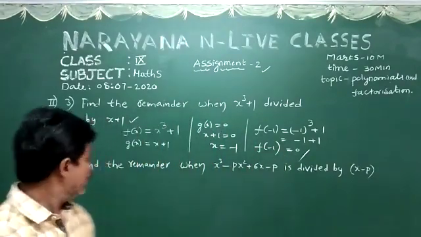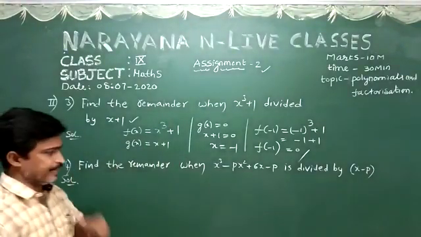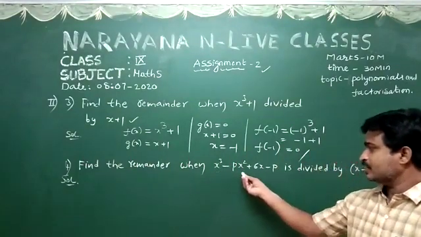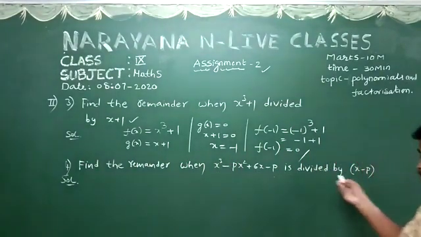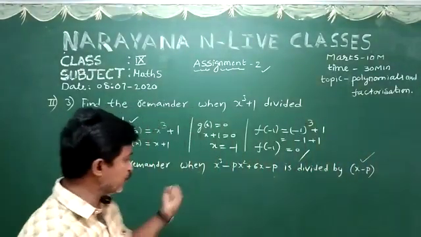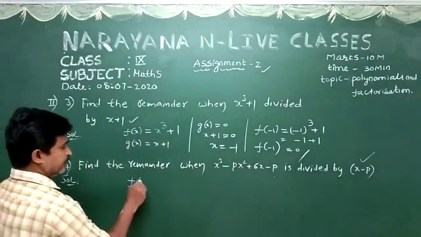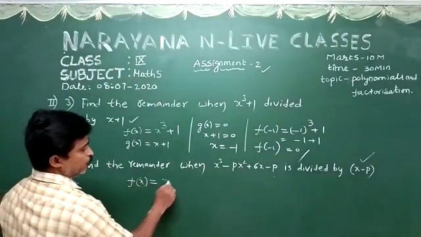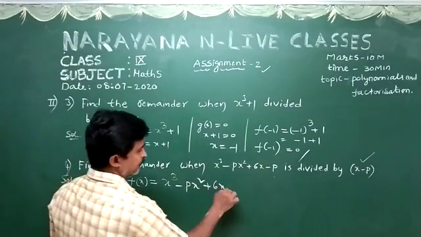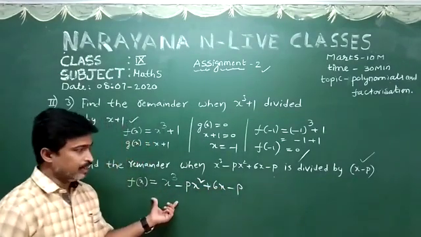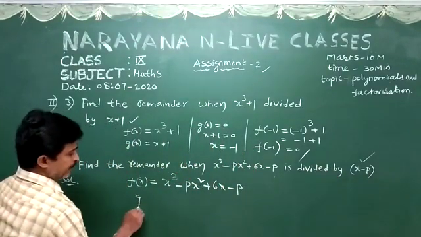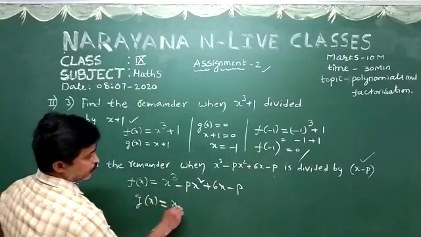Coming to question number 4: find the remainder when x cube minus px square plus 6x minus p is divided by x minus p. First, take the first polynomial as f of x, equal to x cube minus px square plus 6x minus p. This is the given polynomial. The other polynomial is linear, and I take g of x equal to x minus p.